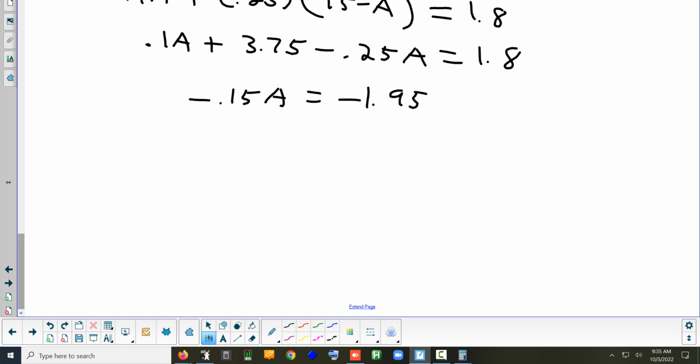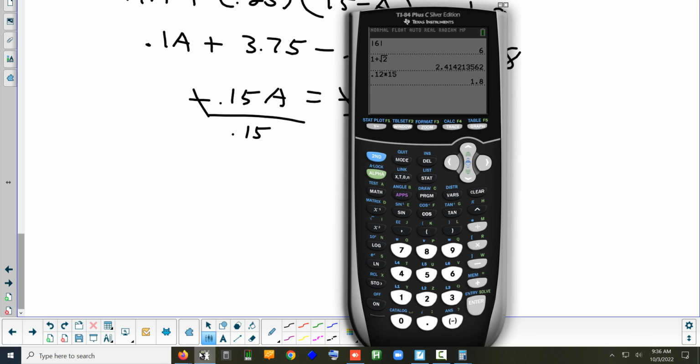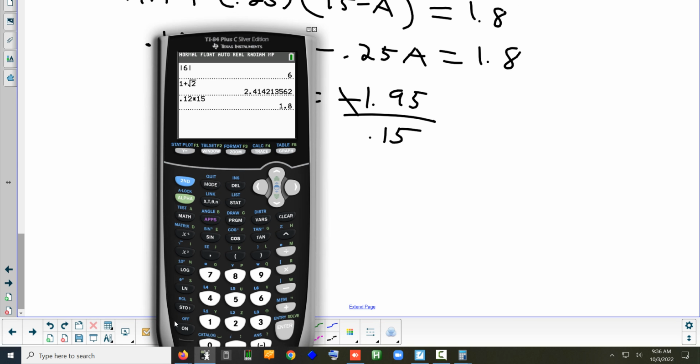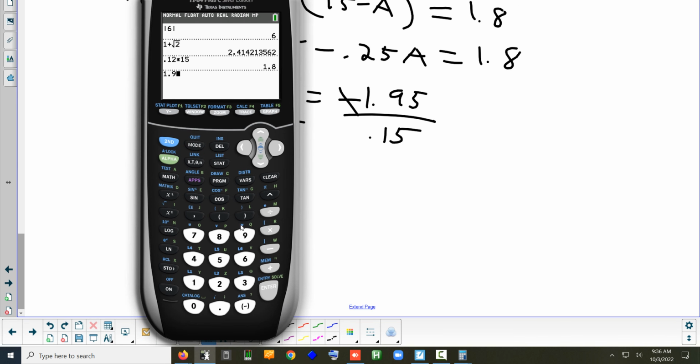And it's good that I ended up with a negative on both sides because A should be a positive number. That negative is going to cancel that negative. And now just divide by 0.15. Let's see what we got. 1.95 divided by 0.15 gives me 13.